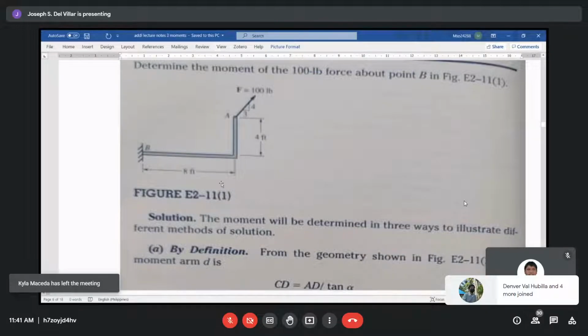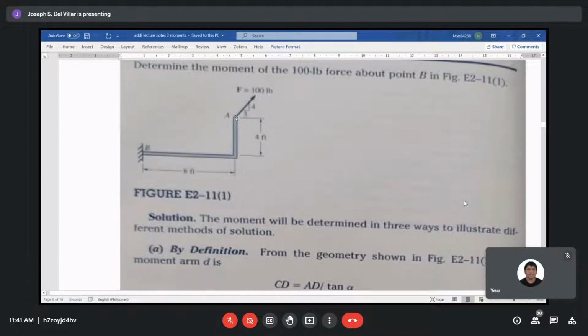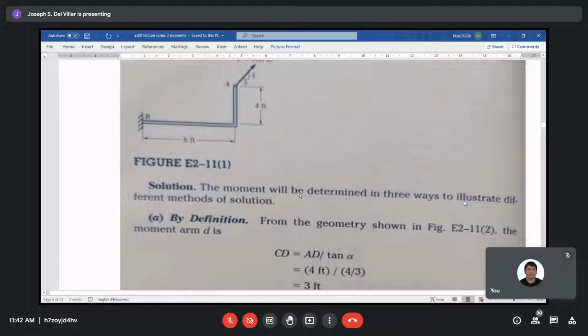Okay, so yung kanina, the y component is 4/5 of 100, di ba? So yun yung force na gagamitin, 80 times 8 minus yung kanina naman na x component, 3/5, 60. 3/5 of 100 is 60. 60 times 4, 240. Kanina, 80 times 8, 640. So 640 minus 240, how much?